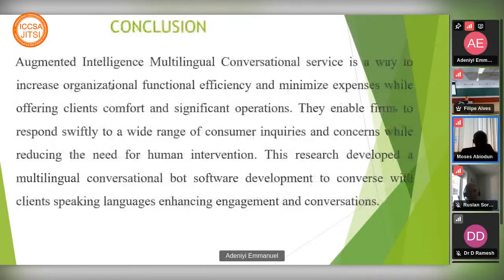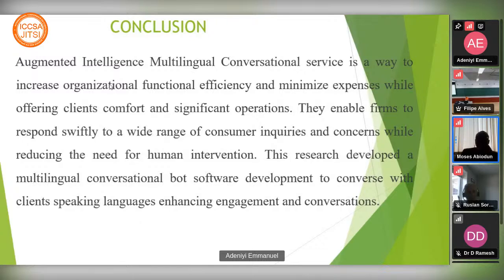So, in conclusion, augmented intelligence multilingual conversation service is a way to increase organizational efficiency and minimize expenses while offering clients comfort and significant operation. They enable firms to respond swiftly to a wide range of consumer inquiries and concerns while reducing the need for human intervention. This research developed a multilingual conversation-based software to converse with clients speaking different languages, enhancing engagement in conversations.